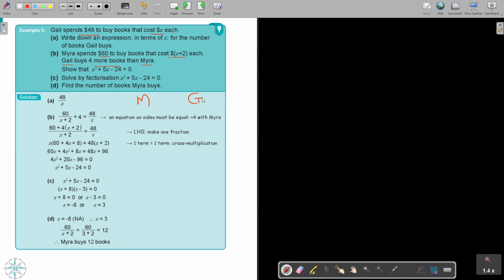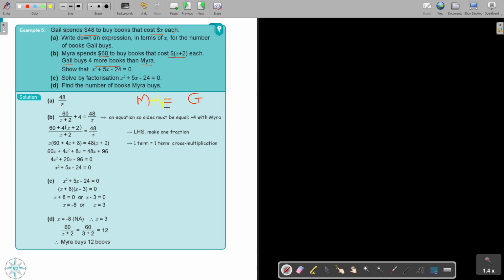At the end, I want to form an equation. Now, an equation means the sides must be equal. So if Gail is having the 4 more, I cannot put it with Gail. I must go and put it with Mayra in order for that equal sign to work. Okay, so you must keep that in mind. If it was in terms of an expression, it's fine, you can put it with Gail. But as soon as you want to put an equal sign, you put it on the other side.